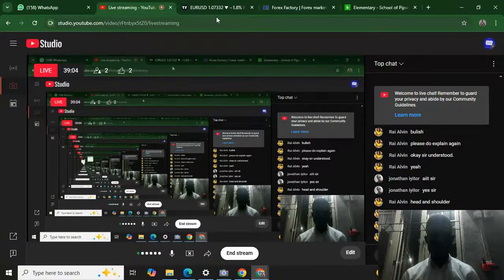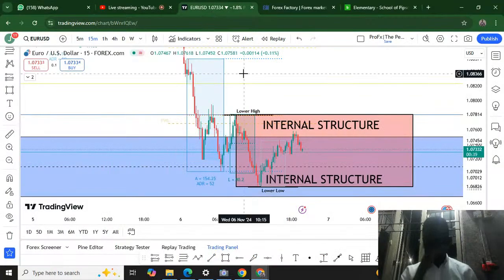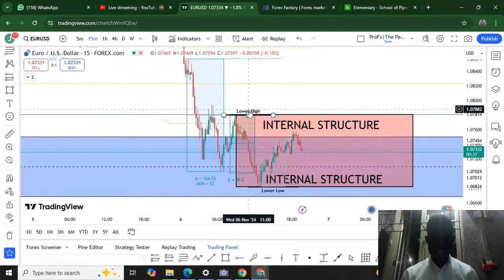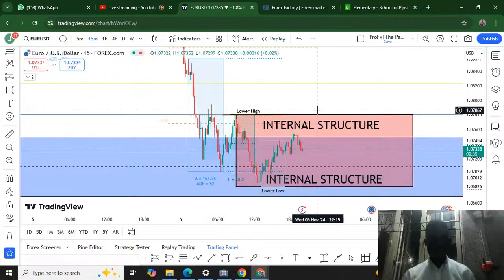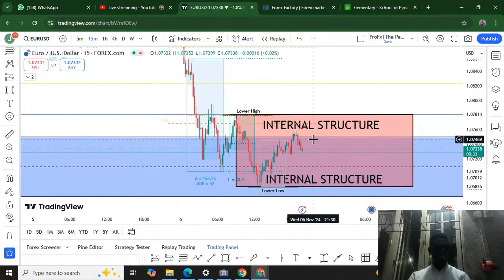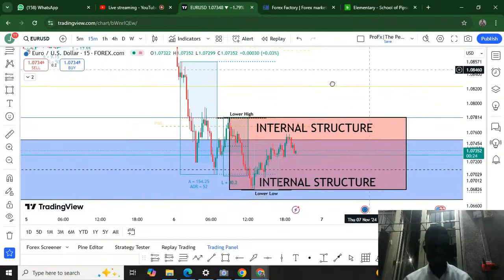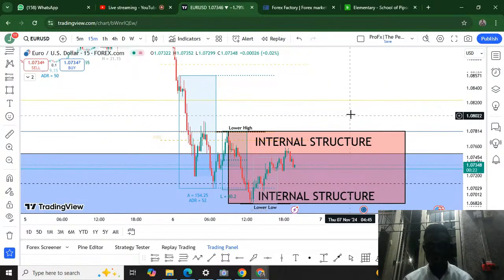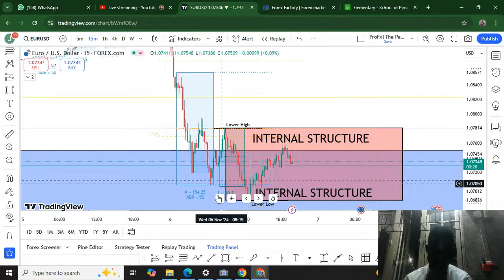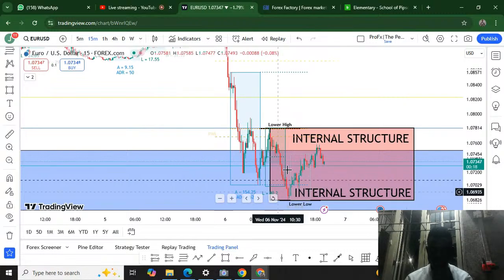Do not be trapped. Lower high, lower low, internal structure. So let's just observe what price is going to do inside here. Once it breaks out, then we know we are ready for a buy. Is that clear? EUR/USD is clear.